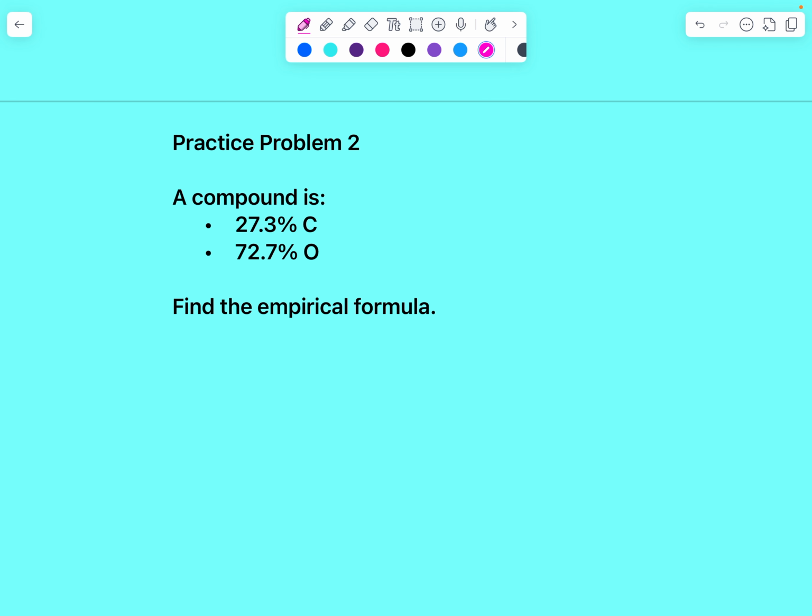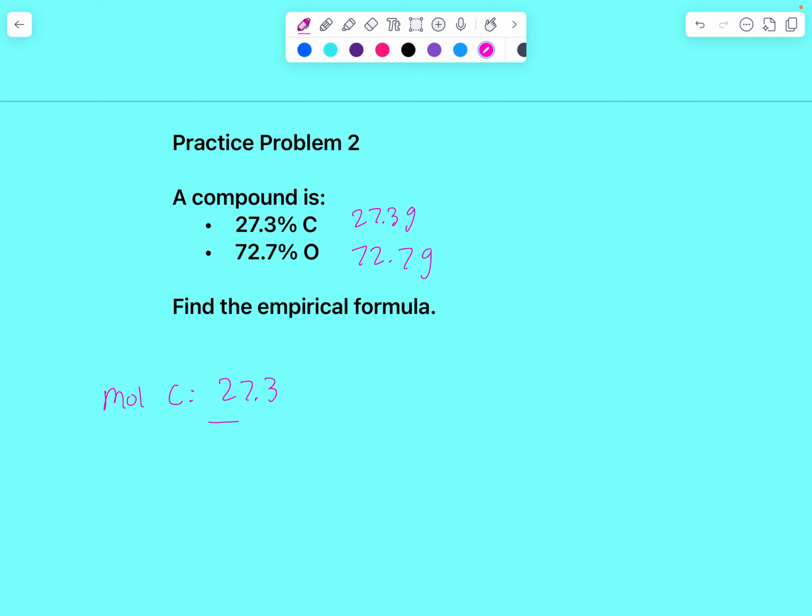Okay, a compound is 27.3% carbon and 72.7% oxygen. Okay, find the empirical formula. We got this. So we're going to assume 100 grams. This is just 27.3 grams, 72.7 grams. They're just trying to scare us. Now, I'm going to start with moles of C, because step 2 is to convert to moles.